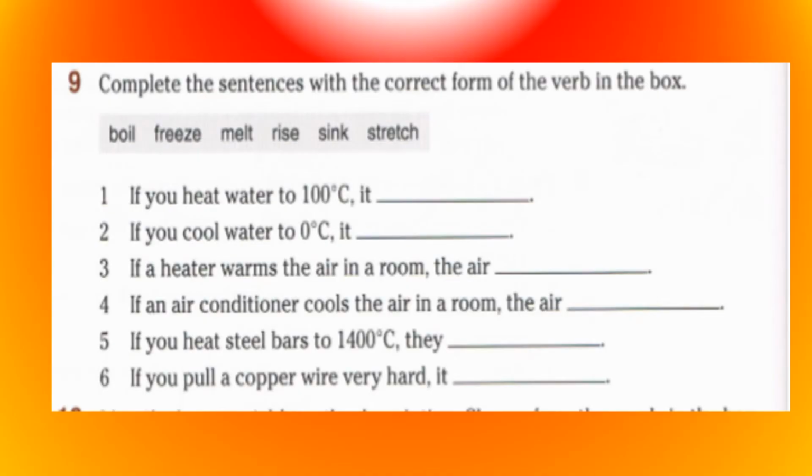Okay, now let's move to page 50 to answer this question. Complete the sentences with the correct form of the verb in the box. The words are boil, freeze, melt, rise, which means go up, sink, which means go down, and stretch. Let's do the first one as an example. If you heat water to 100 degrees centigrade, it will boil. Very good. Now I'll give you 3 minutes to answer questions 2 through 6. Please pause the video, answer the questions, and then come back to check the answers.